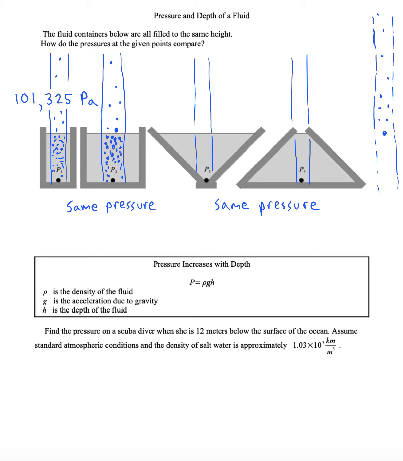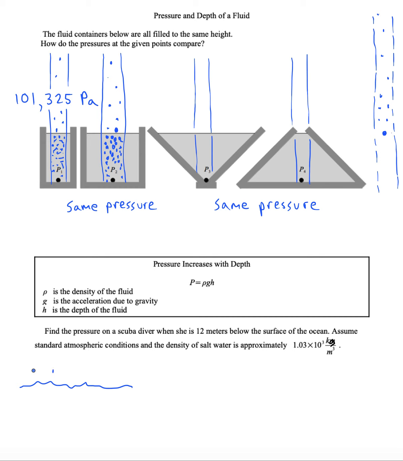It's important to note, though, that this is not an absolute pressure. It's actually going to be a difference in pressure between the surface of the water and the point at which we're trying to evaluate the pressure. So let's try it here with this problem. Find the pressure on a scuba diver when she is 12 meters below the surface of the ocean. Assume standard atmospheric conditions and a density of salt water approximately equal to 1.03 times 10 to the third kilograms per meter cubed. Alright, first I'll draw the situation.